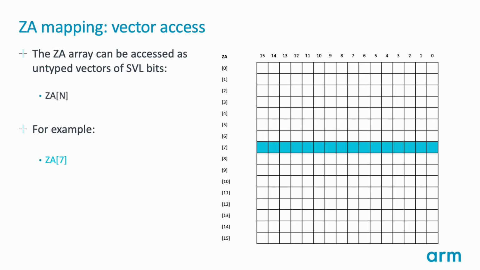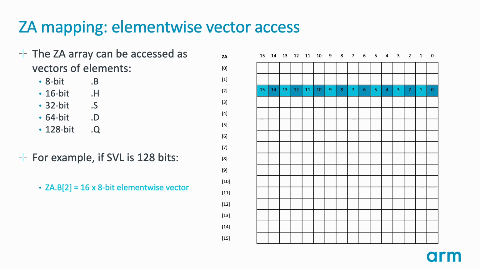Now that is for a byte access. Depending upon the element size, the number of columns will change. Let's look at element-wise vector access. Here for byte access, 2 will be accessing this particular row in the ZA storage. I think we looked at vector access in greater detail earlier, so I'll skip this.